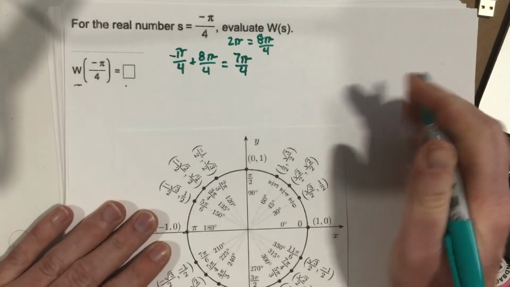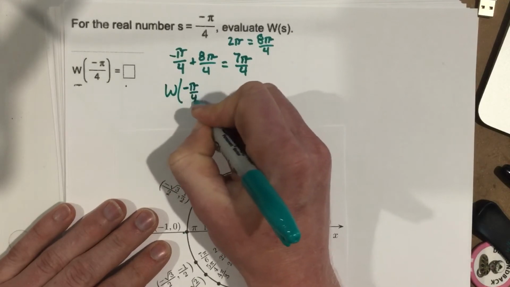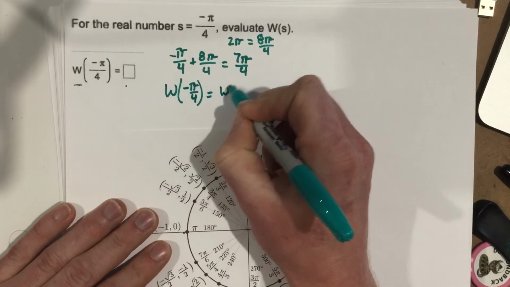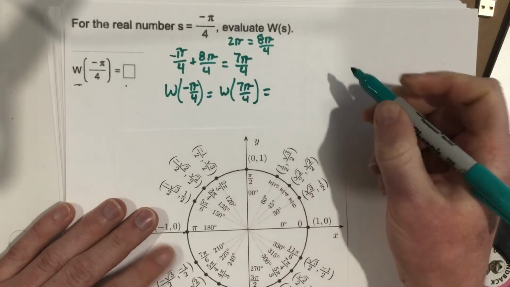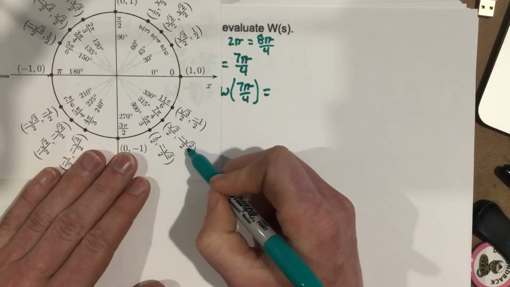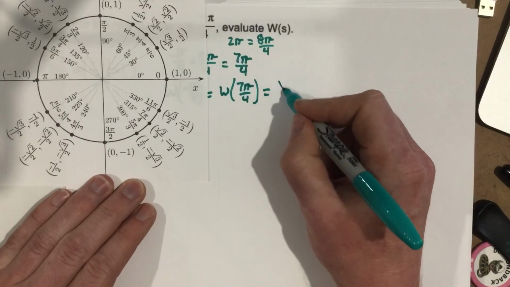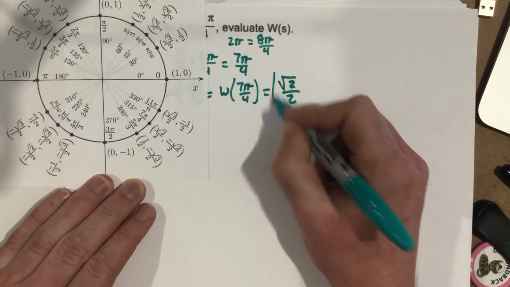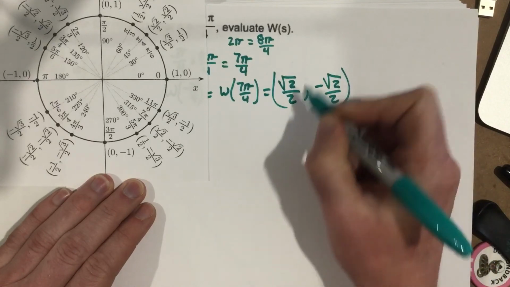So now we can write this as the wrapping function of negative pi over 4 equals the wrapping function of 7 pi over 4, which we know both of those equal, if you look at our answer here, we got root 2 comma negative root 2. So root 2 over 2 comma negative root 2 over 2. And that's our answer.